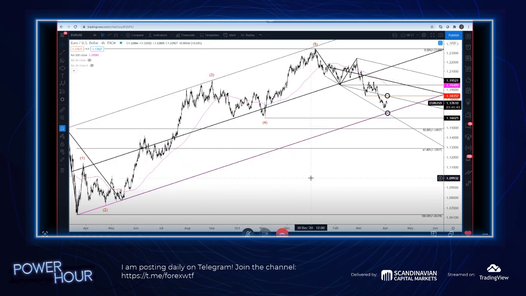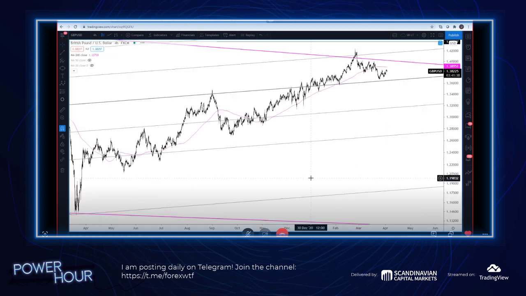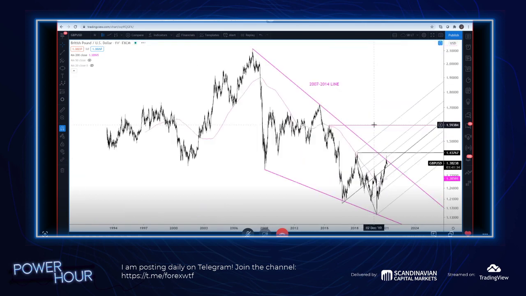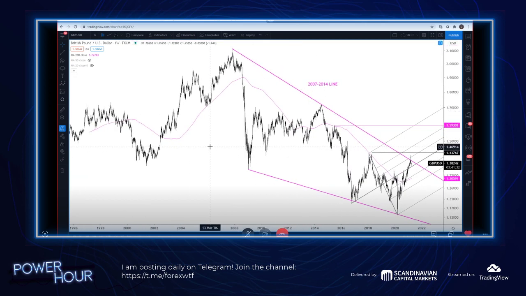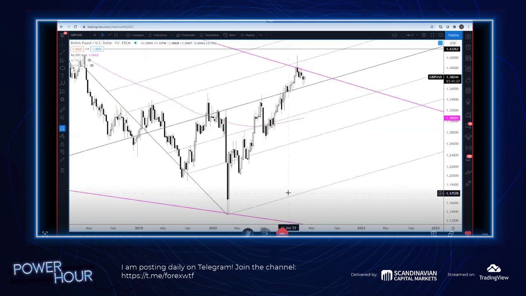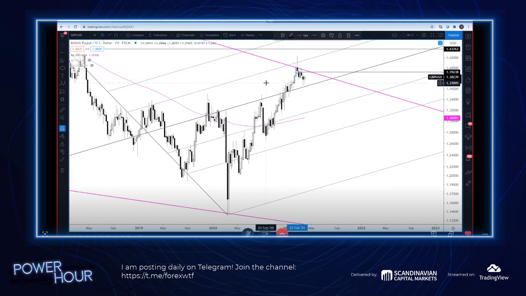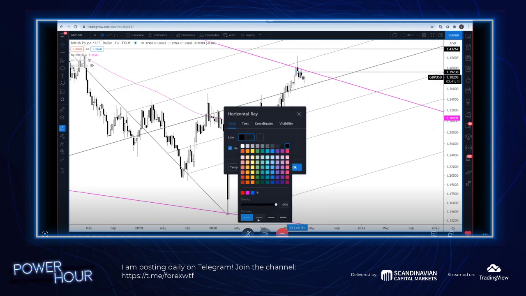So there is a little macro lesson on copper gold. All right, let's get into British pounds. We talked about last week the fact that we had a 2007-2014 trend line. Had that huge weekly candle reversal back there in late February. Looking for downside given the failure to break through this resistance level.